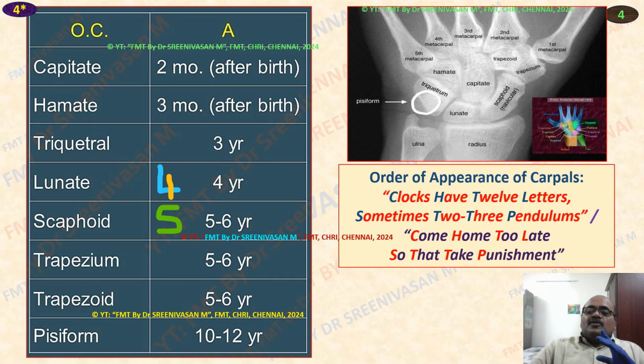As for the order of appearance, we can remember the mnemonic: clocks have 12 letters, sometimes 2 to 3 pendulums, or come home too late so that take punishment. Here C for capitate, H for hamate, T for triquetral, L for lunate, S for scaphoid, then 2 T's for trapezium and trapezoid, P for pisiform, in ascending order, starting from the capitate and ending with the pisiform.